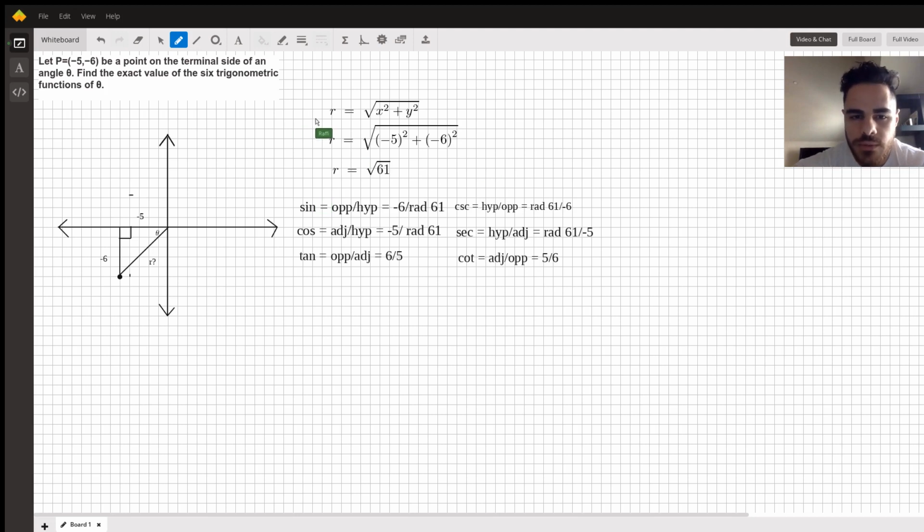The most important part of this is conceptually understanding how to form this triangle and how to find r. Once you do that, you can do the entire problem pretty easily.